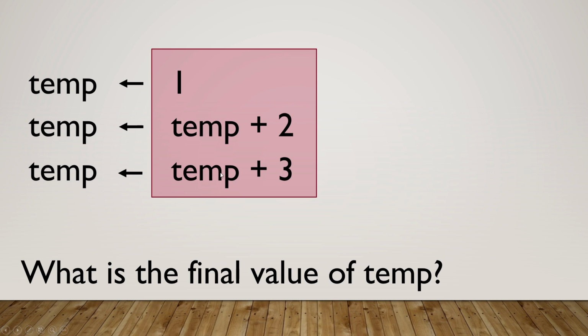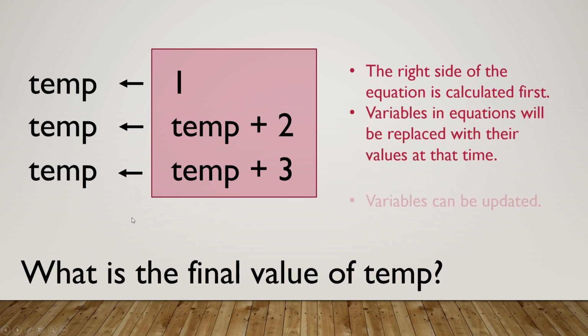Now, here, the current value of temp is 3. So this gets replaced with 3. 3 plus 3 is 6. That gets calculated and then saved into temp. So the final value is 6.